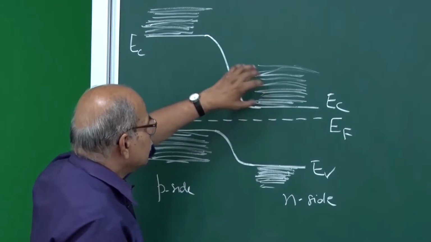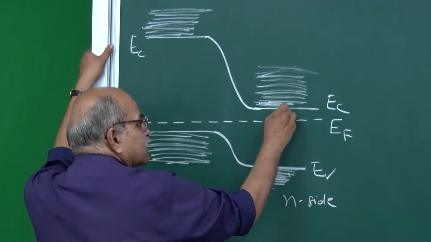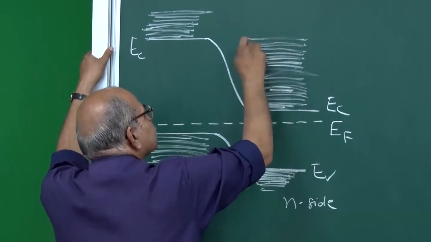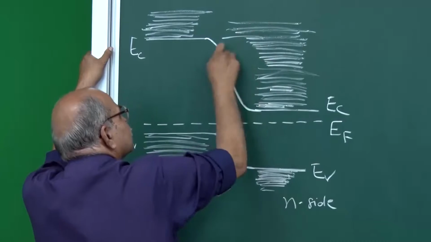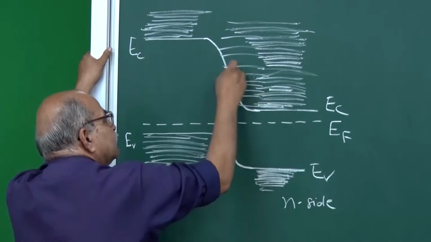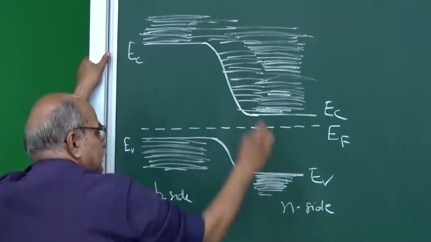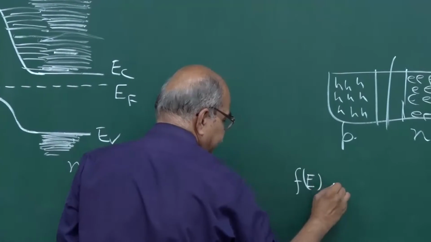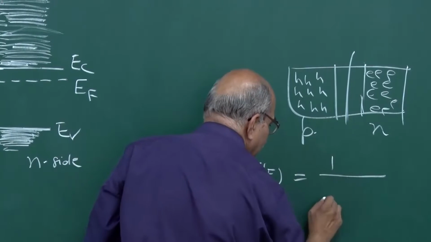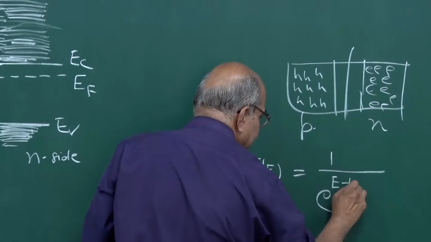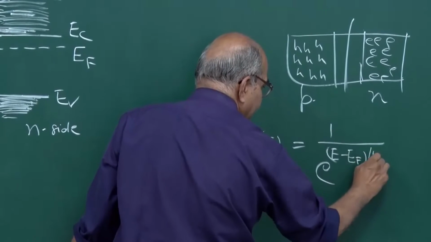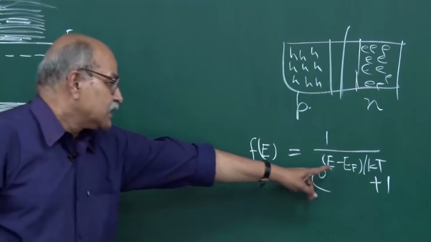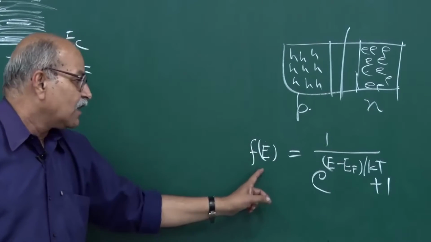Now, how many electrons are in these quantum states? How many are in these quantum states? And so on. For that, once again you have to go to this Fermi energy. This Fermi energy gives you the Fermi function, Fe, which is 1 over e to the power (E minus EF) over kT, plus 1. So, this gives me the probability. At E equal to EF, the probability is half.